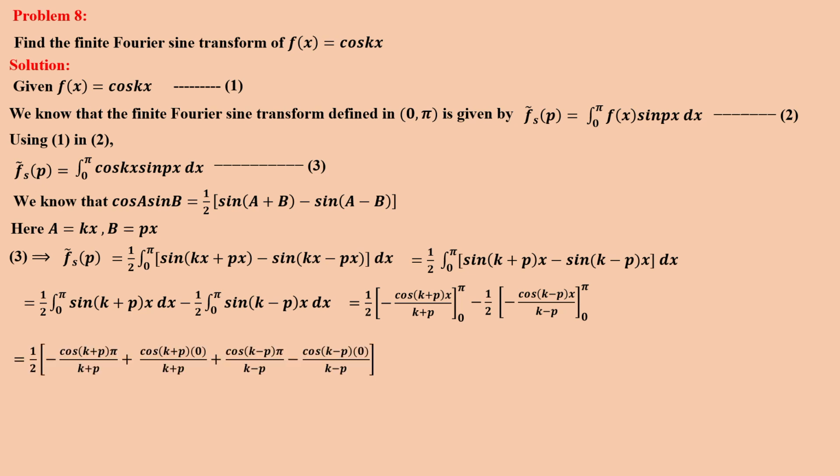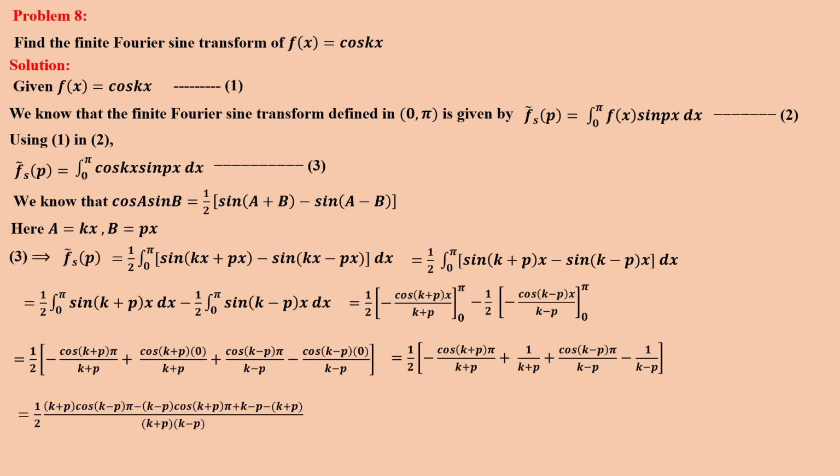So applying the upper and lower limits, 1 by 2 [minus cos(k plus p)pi by (k plus p) plus cos 0 by (k plus p) plus cos(k minus p)pi by (k minus p) minus cos 0 by (k minus p)], which is equal to 1 by 2 [minus cos(k plus p)pi by (k plus p), cos 0 is 1, plus 1 by (k plus p) plus cos(k minus p)pi by (k minus p) minus 1 by (k minus p)].